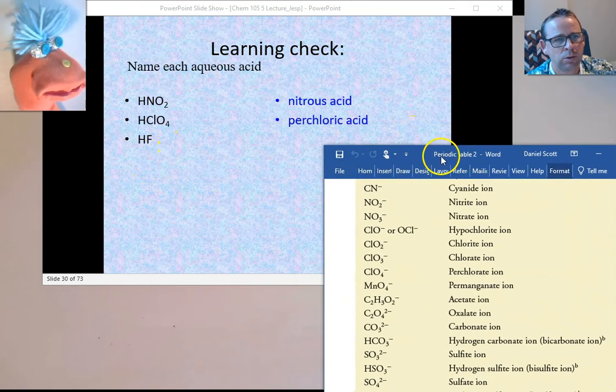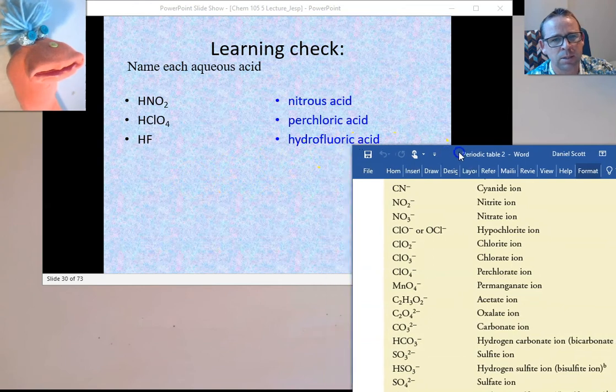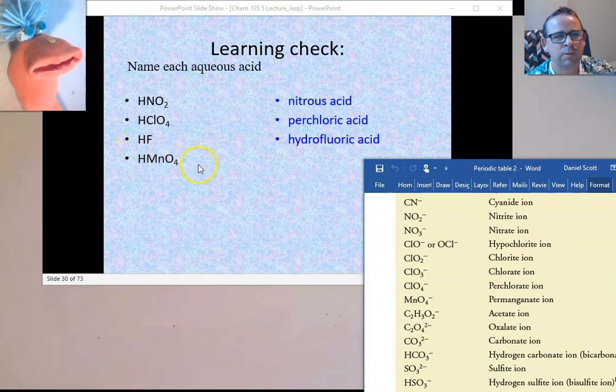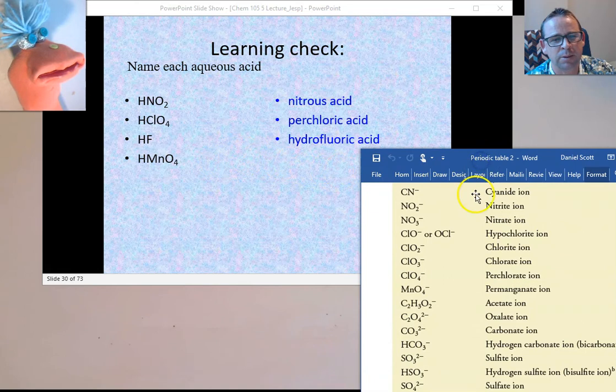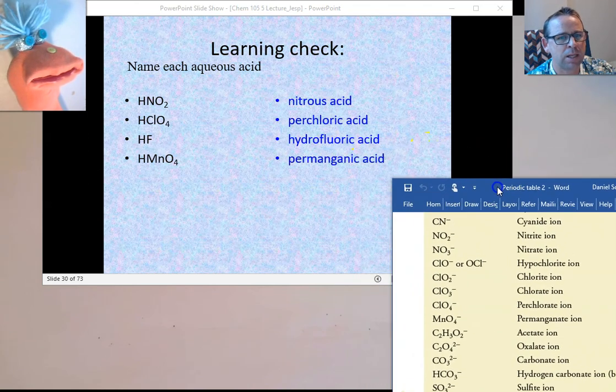HF. Oh, it's not on the chart. Hydrofluoric acid. Very good. Hydrofluoric acid. It's the binary acid, so it's named with the hydroblankic model. Very good. HMnO4, should we give the folks at home a chance? Yeah. Okay, make sure you answer the question, then push pause, answer the question, come on back. Okay, ready? Give it to him, Fred. Permanganic acid. Very good. Permanganic acid.